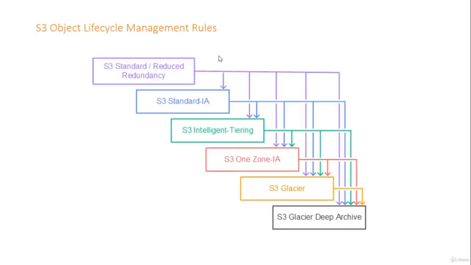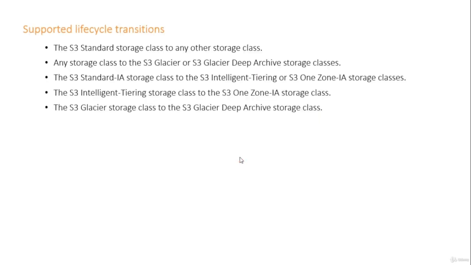Here is a waterfall model for transition between storage classes. Here transition will happen from the S3 Standard storage class to any other storage class. And second, any storage class to S3 Glacier or S3 Glacier Deep Archive storage classes. Intelligent-Tiering storage class to One Zone IA storage class. And finally, S3 Glacier storage class to the S3 Glacier Deep Archive storage class. Here are the supported lifecycle transitions that we have discussed in the previous slide.